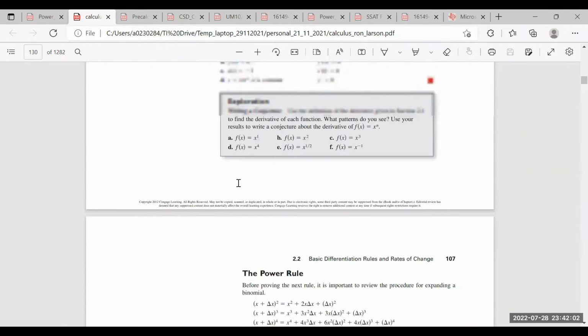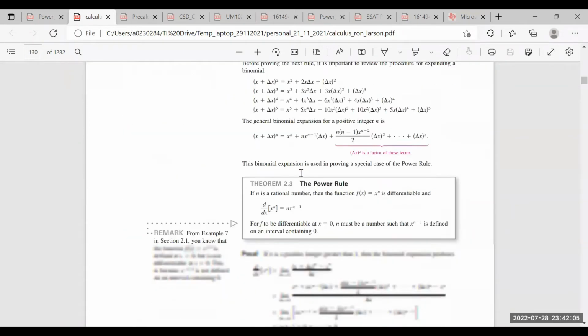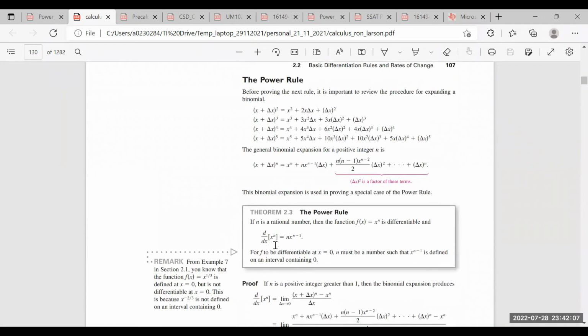Constant rule, derivative of a constant is 0. Power rule, derivative of x power n is n x power n minus 1, right?